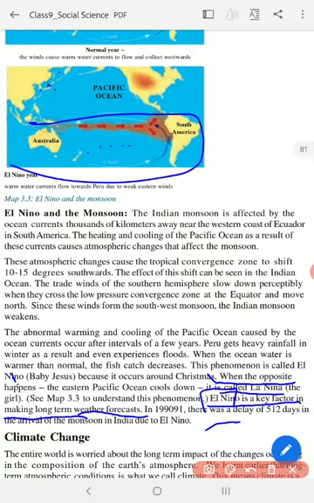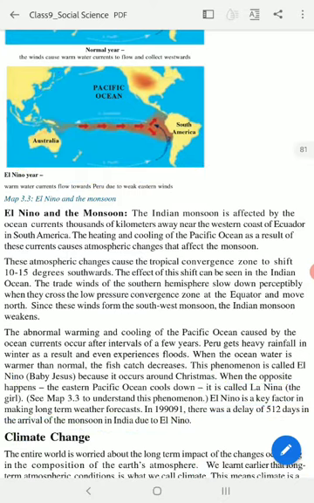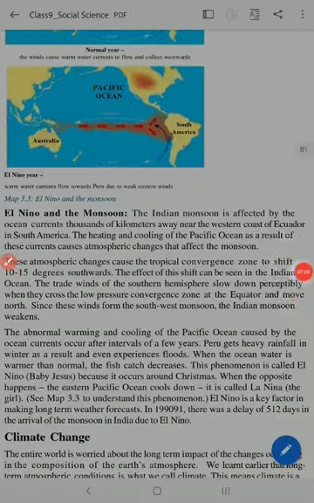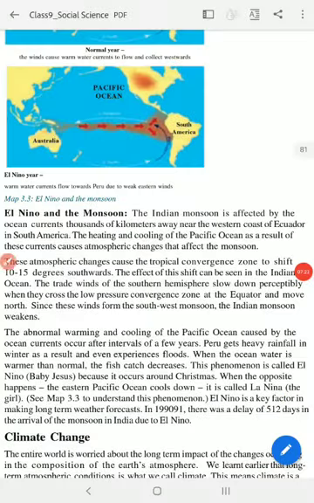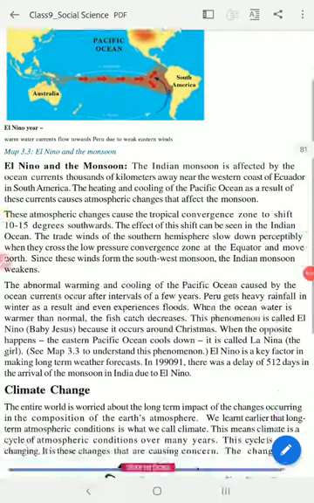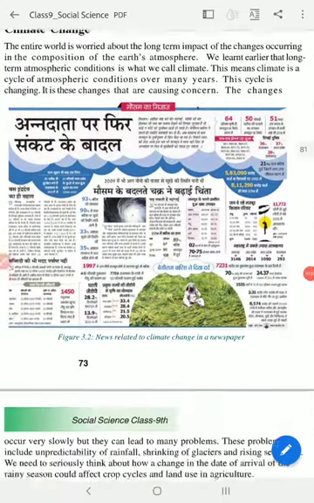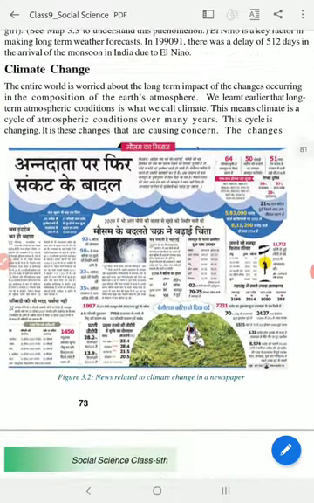In the year 1990 to 91, there was a delay of 512 days, which means 1 year and a half, days for the arrival of the monsoon in India because of the El Nino change. So with that we complete this seasons. Now we'll move on to the climate change. Maybe I'll finish with a few short introduction.